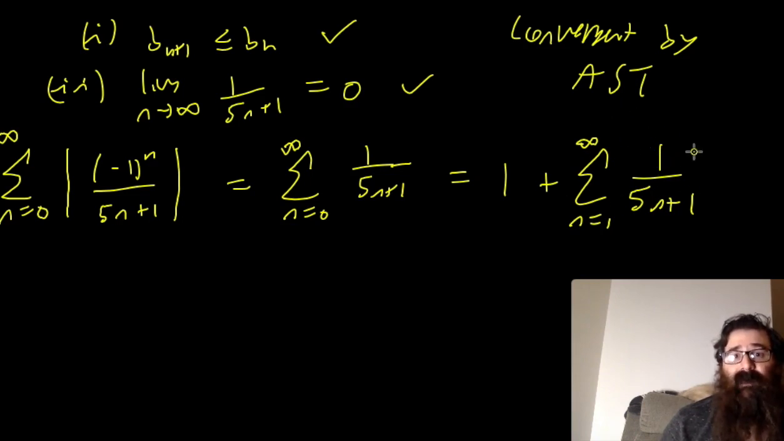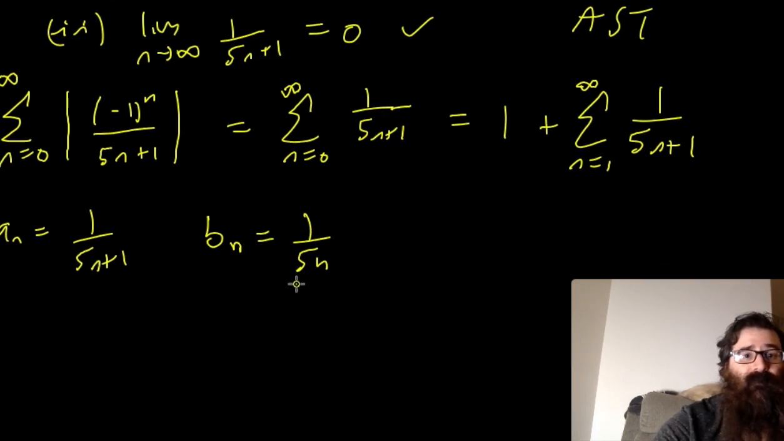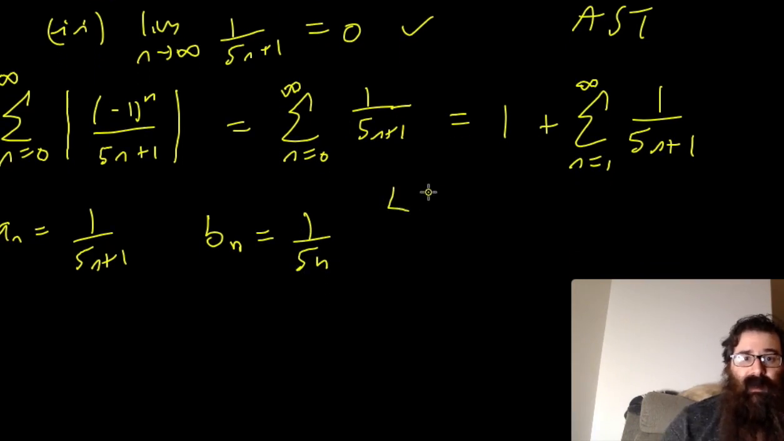I think the best way to test this series is with the limit comparison test. We talked about that a bit ago in a previous video. But what I have here to start with is a sub n is 1 over 5n plus 1, and I'm going to compare this using a limit with b sub n, which is just going to be 1 over 5n. And remember, for the limit comparison test, I want to look at the limit as n goes to infinity of the ratio of these.